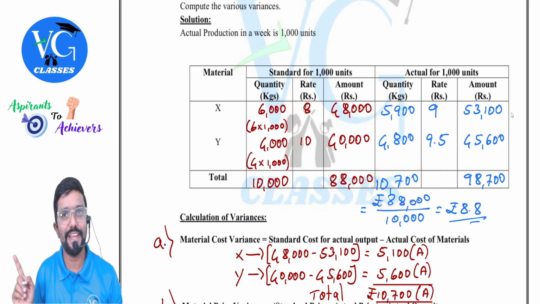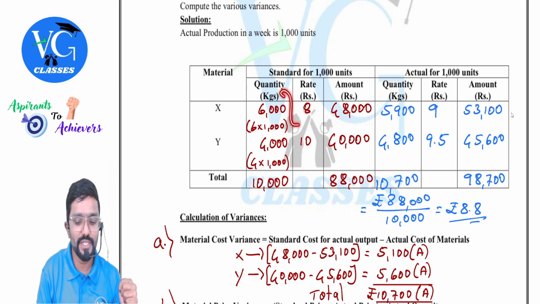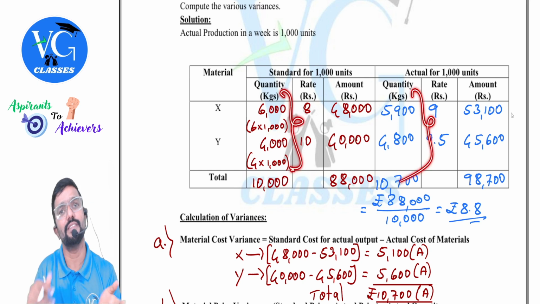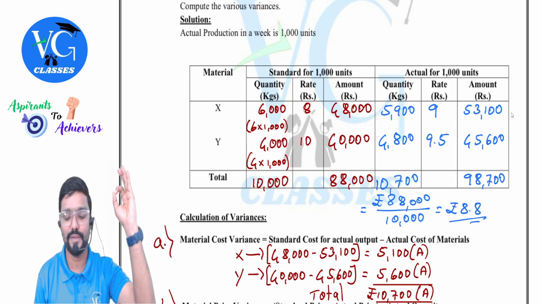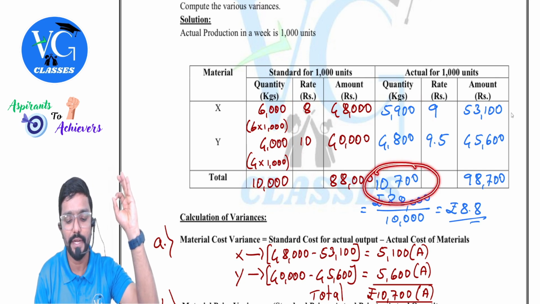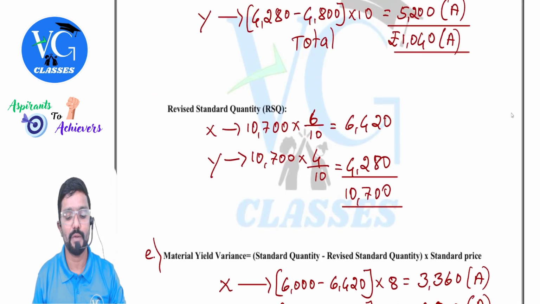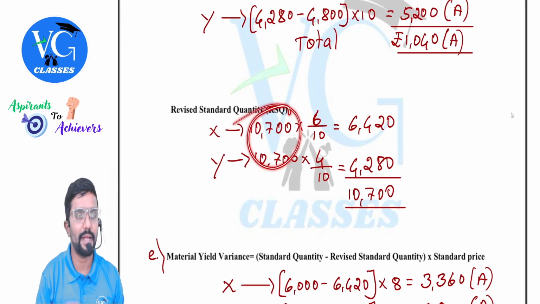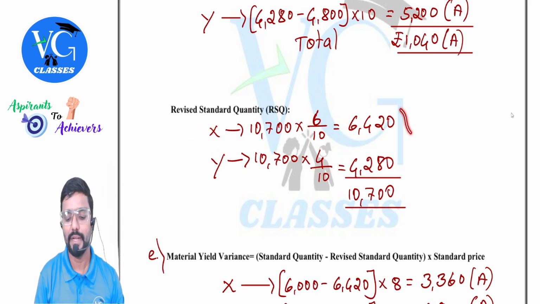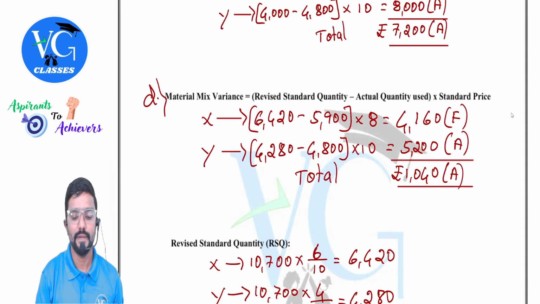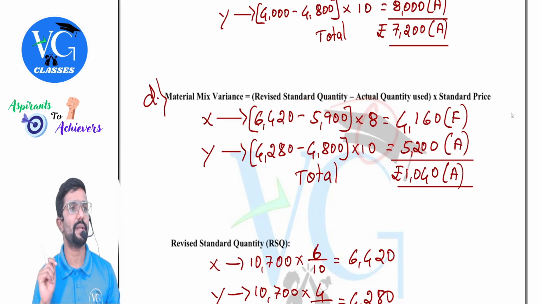Clear? And you will get this variance only if this mix and this mix are mismatching. You are supposed to use in 6:4 ratio, but you have used it in some other ratio. Only then you will get this mix variance. Got it? I repeat once again. Take the total actual quantity, divide it in standard quantity ratio. So I will show it. Revised standard quantity. You can see how 10,700, I have divided it between X and Y in 6:4 ratio. We will get the respective numbers. Take that here. Revised standard quantity minus actual quantity into standard price.